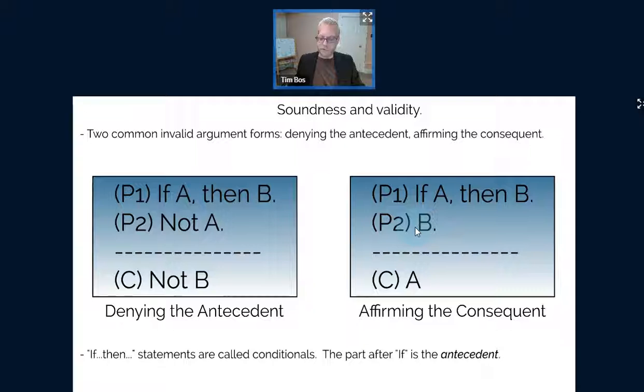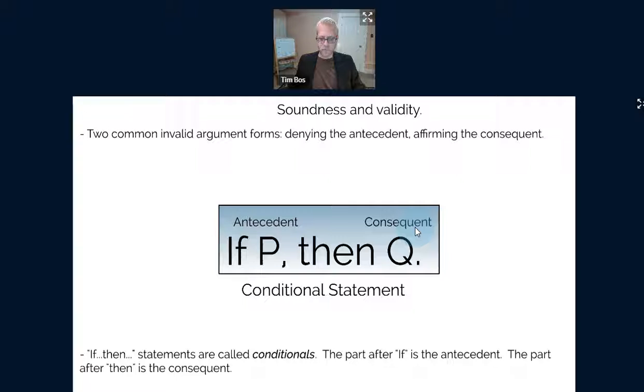Sometimes I get ahead of myself, right? So I already explained this. There's two parts to a conditional: the antecedent and the consequent. Right. So every conditional statement has this general format: if P, then Q, and P is going to be a whole true or false statement.